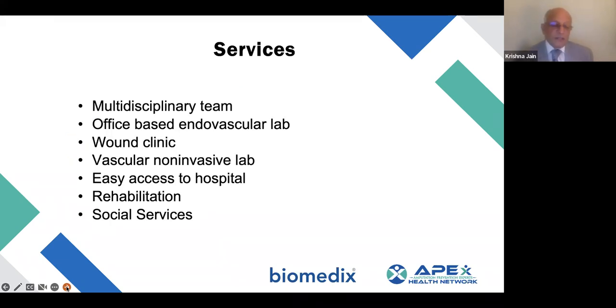So what are the services a limb preservation center should provide? It should be a multidisciplinary team, with an office-based endovascular lab, a wound clinic, a vascular non-invasive lab, easy access to the hospital if the patient needs to be hospitalized or needs open surgery, rehabilitation, and social services. Social services play a very important role because they can tell the patients how to get treatment in various services.